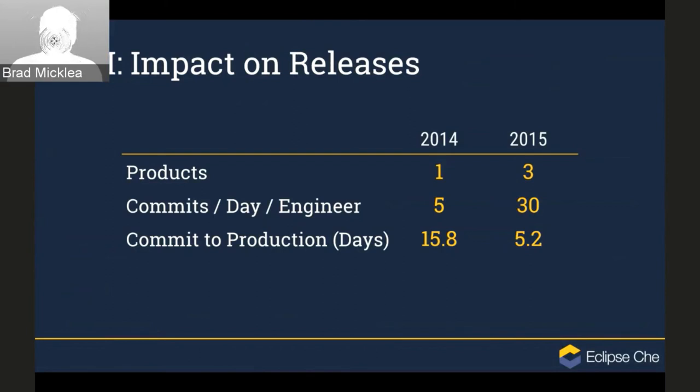However, thanks to optimizations that we were able to realize through using these containerized workspaces, the number of commits per day actually increased because developers could now flip from branch to branch, project to project, repo to repo much more quickly. And that helped to significantly reduce the amount of time it took to get a commit out into production. This has, of course, since dropped even more from 5.2 to today.